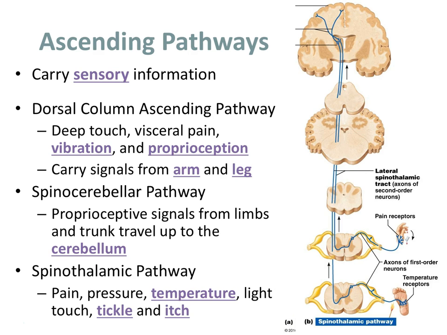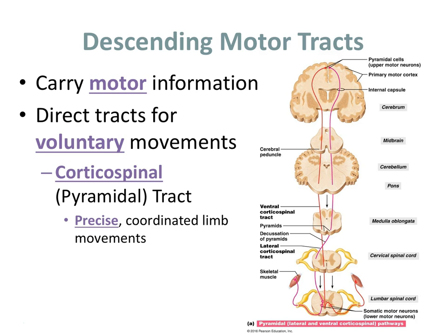perception of this information. Our descending motor tracts come from the brain out to the body. They carry motor information. For our voluntary movement, we have a direct tract. It comes directly from the primary motor cortex down through the spinal column to our somatic motor neurons. The direct tract that we'll discuss is the corticospinal tract. It comes from the cortex of the brain and deals with precise, coordinated limb movements.